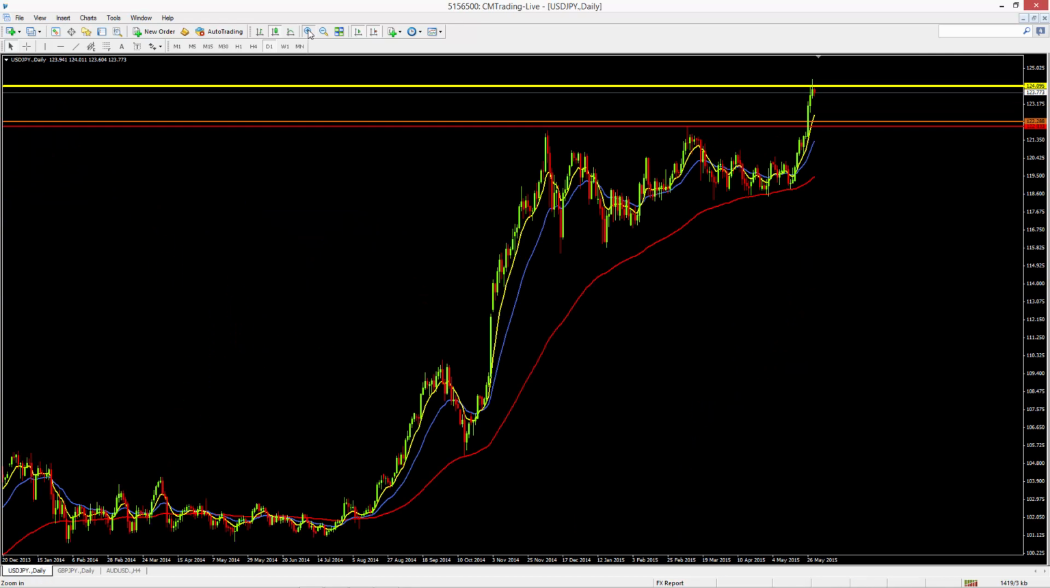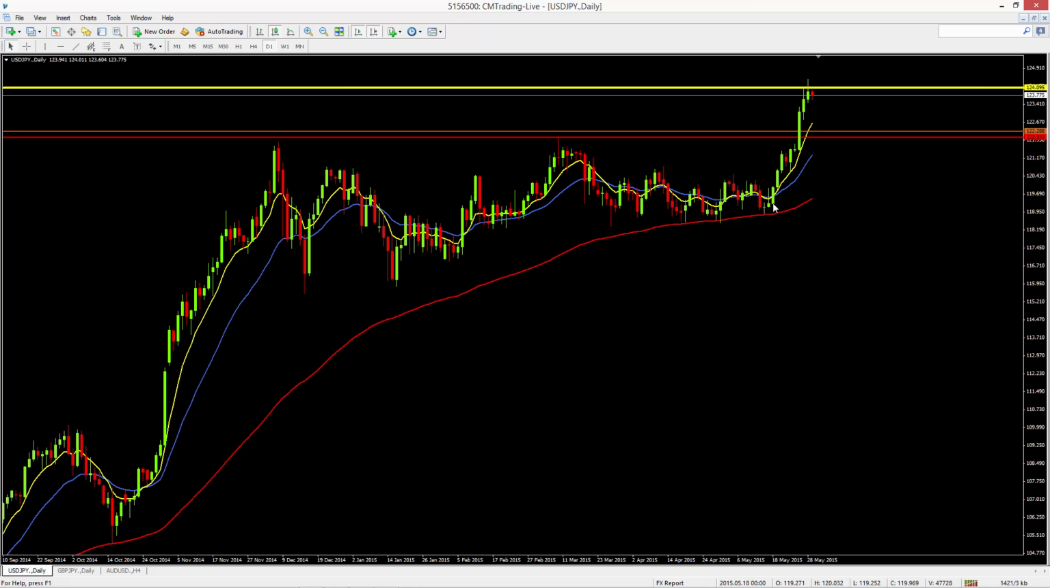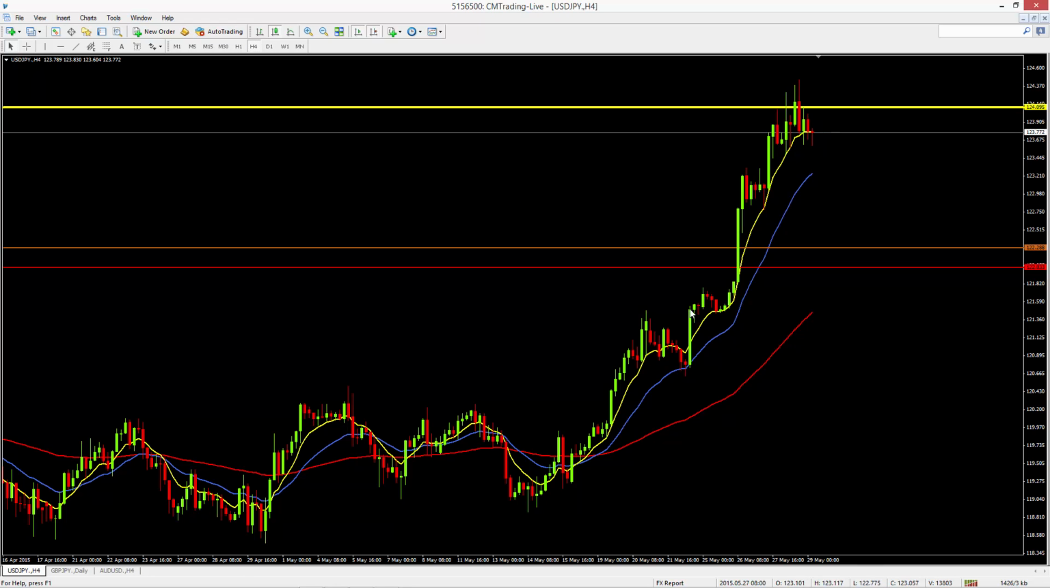There's obviously some space for a pullback. It's quite a strong run up it's had there. I think a weekly break and close above that yellow line will see the dollar strength continue against the yen. If we just go down to a smaller time frame, there's no real trading signals on this one at the moment. The big one would be a break above the weekly high, or we're going to see some return to support and then another long signal.